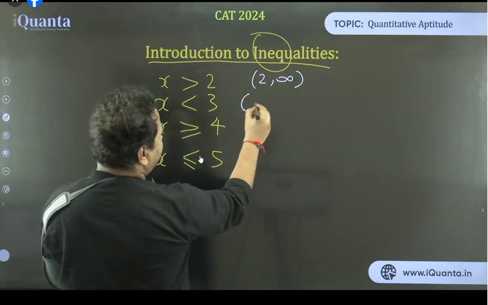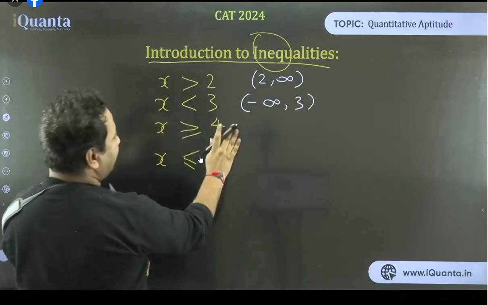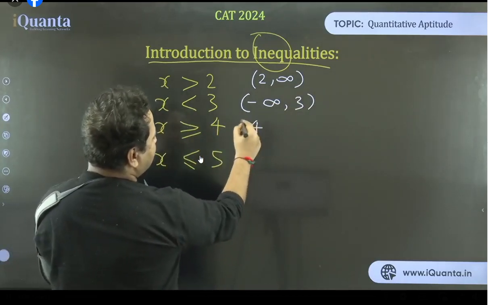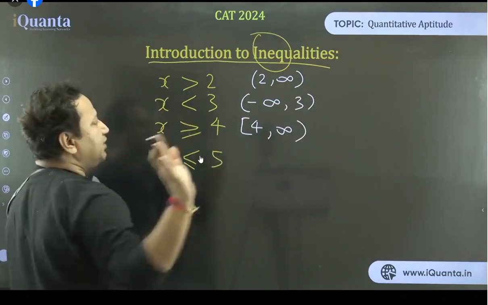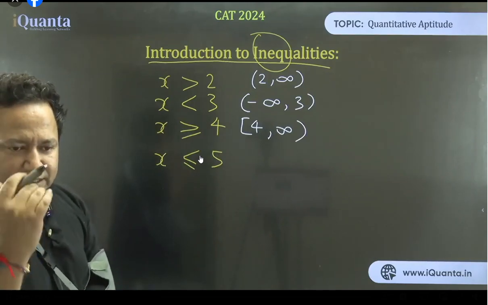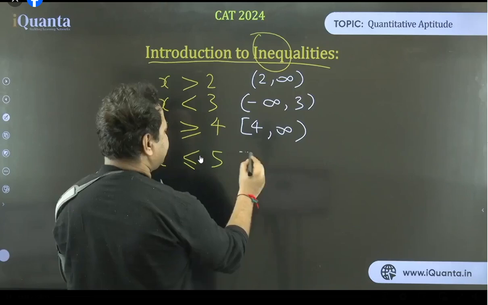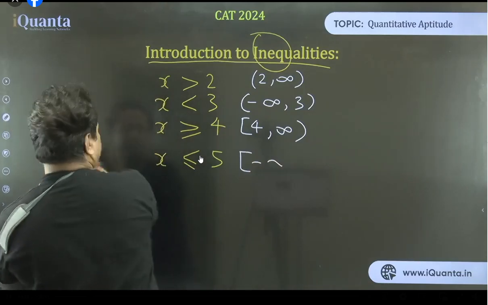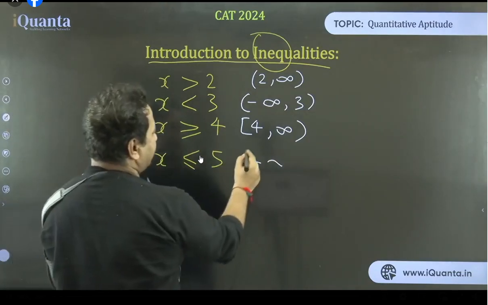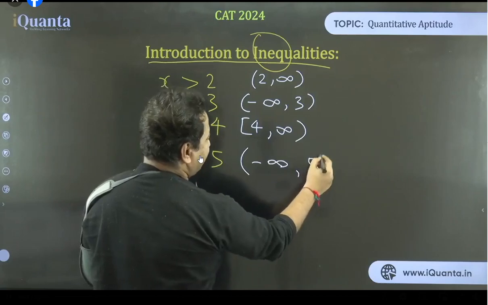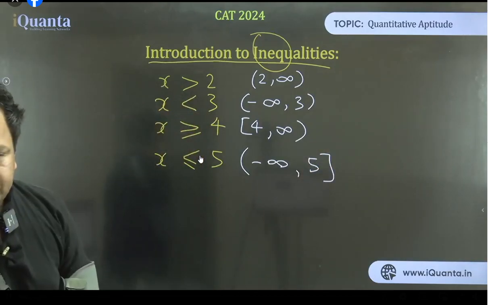Here, this will be minus infinity till 3. 3 won't be included. In this case, 4 is included, right? So we'll use a square sign. And infinity is always open. So the simple bracket is known as open interval. The square bracket is known as closed interval. Understood, everyone? From minus infinity, this will go on to 5. 5 will be closed. Cool?